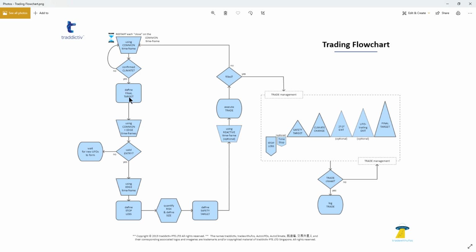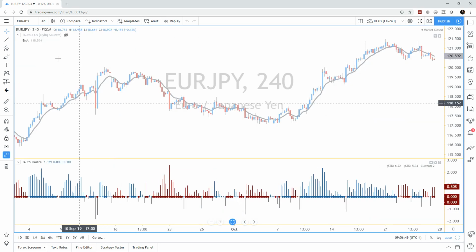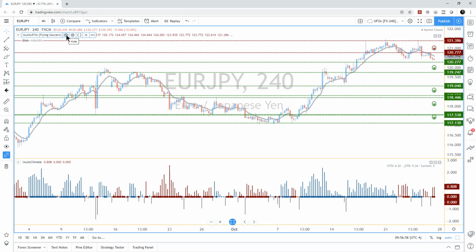Well, we're gonna go ahead and define the final target. To define the final target, we will maximize the chart, because apart from the auto climate below, I need to turn on AutoUFOs. So I am turning on AutoUFOs, and this is telling me that my target should be that first rival UFO located at 120.27.